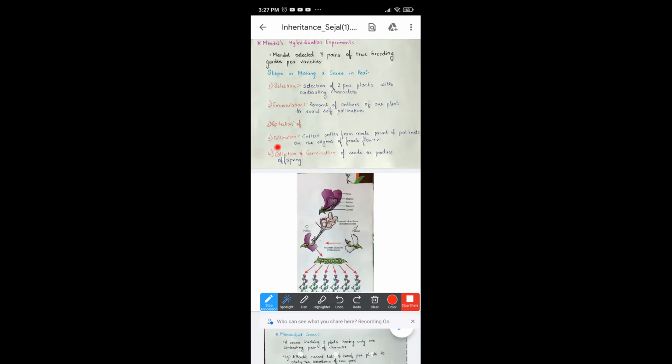Now, pollination. The anthers are removed so as to avoid self-pollination. After the plant has grown for a certain period and matured, pollen from the male plant is collected and placed on the stigma of the female flower to pollinate it. After pollination, we know germination happens, and the seeds are collected to produce offspring.